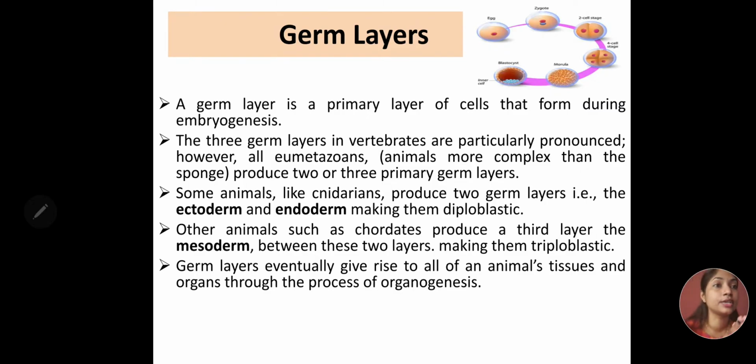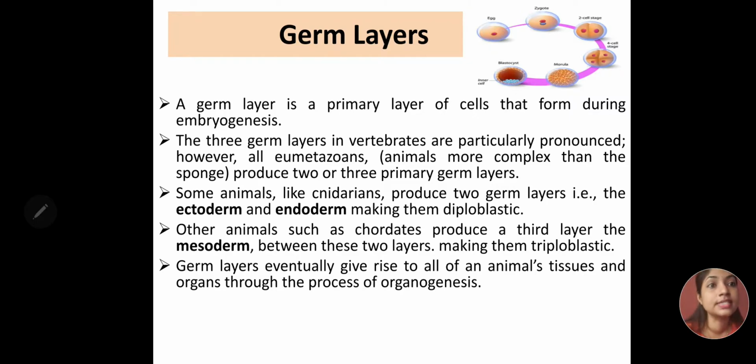That is, the zygote undergoes division to form a morula. Morula further divides to form a blastula. Blastula further divides to form a gastrula, and so on. So this is the process of embryogenesis. During this embryogenesis, a primary layer of cells is formed. That is what is known as germ layers.